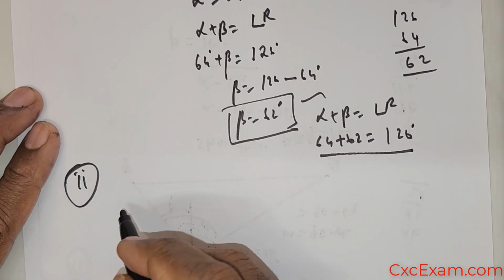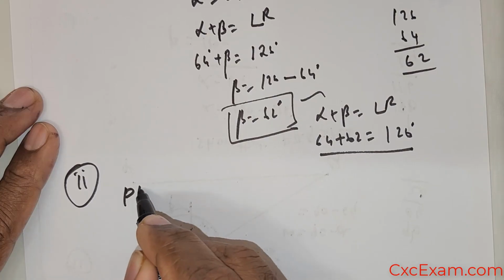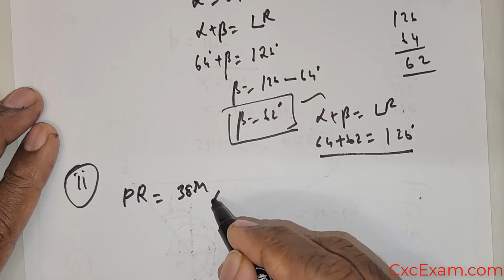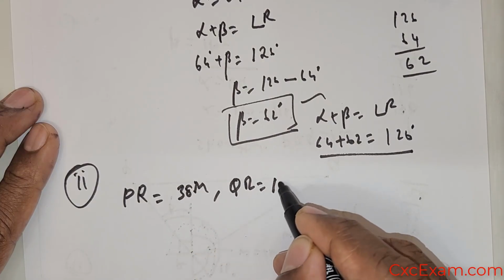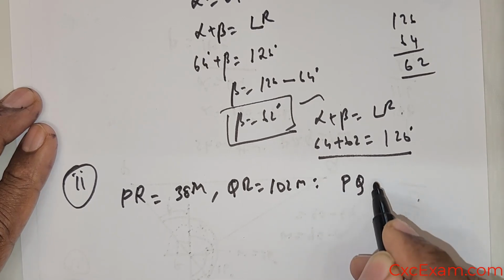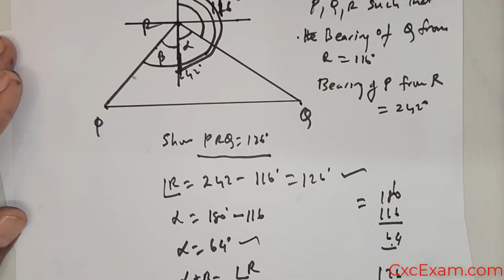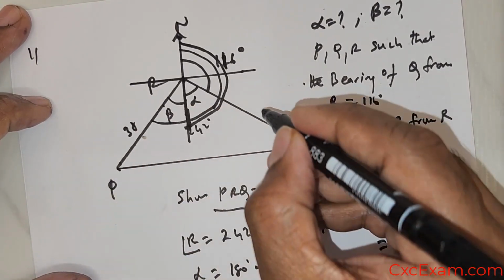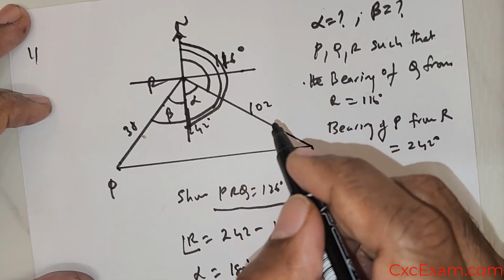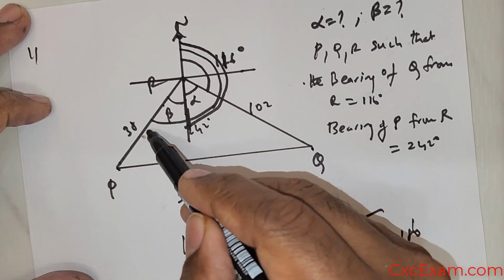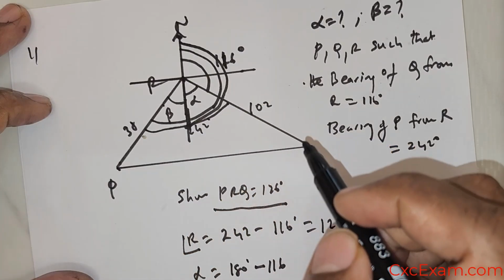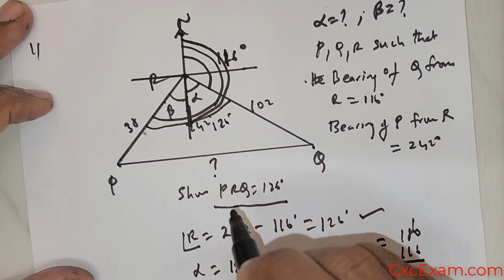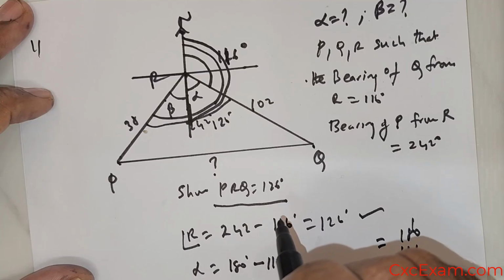Now this is the second part of the question. The question says, given that PR is 38 meters and QR is 102 meters, we are asked to find PQ. What is PQ? So let us go to the figure. PR is given to be 38 and this is given to be 102. Now we know this angle, right? This angle is 126 degrees. That's important. And we need to know this distance. So I'm going to use the cosine angle formula.